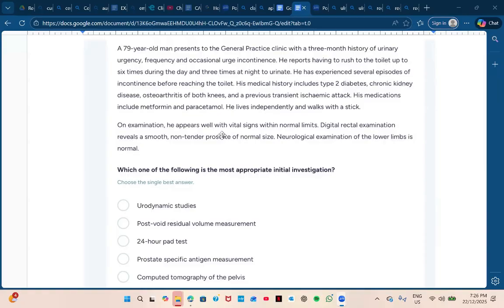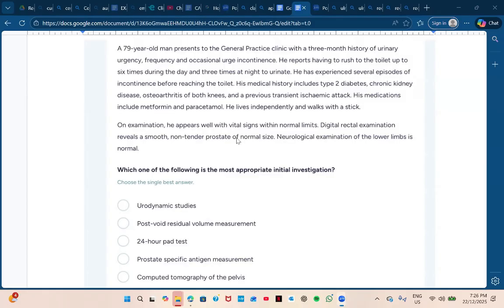On examination, he appears well, vitals within normal limits. Digital rectal examination reveals a smooth, non-tender prostate of normal size. Neurological examination of the lower limb is normal. Which one of the following is the most appropriate initial investigation? So, what do you think?